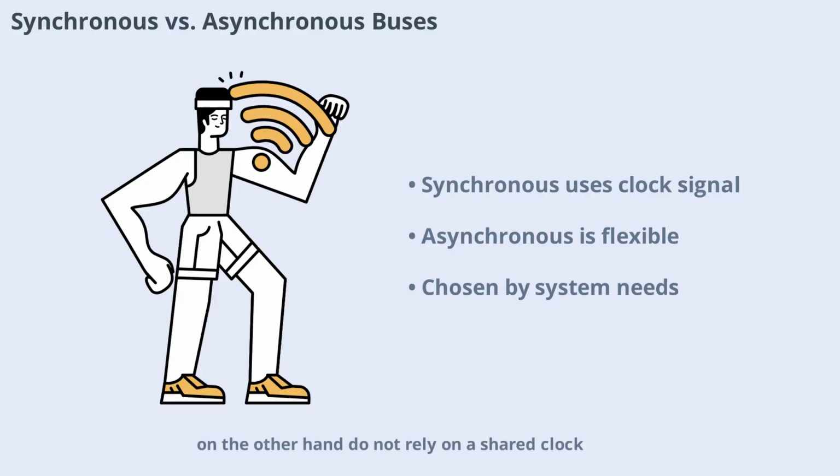Asynchronous buses, on the other hand, do not rely on a shared clock, allowing for more flexible timing but requiring additional control signals. Each approach has its own strengths and is chosen based on system requirements.